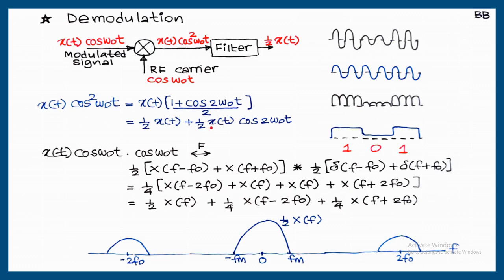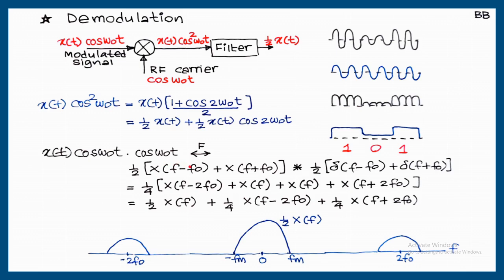The same result I will show in frequency domain, x of t cos omega 0 t into cos omega 0 t. In frequency domain, between these two, convolution. Half x of f minus f naught plus x of f plus f naught, convolution half delta f minus f naught plus delta f plus f naught. Convolution result is like this: x of f minus f1, convolution delta f minus f2, answer is x of f minus f1 minus f2. So that result can be used here.